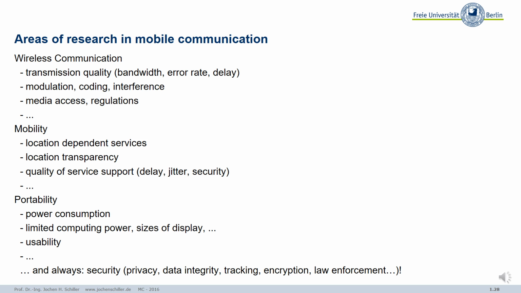Then mobility. Well, on one hand, we need location-dependent services, like where is the next this and that, show me my friends nearby, etc. On the other hand, we need location transparency. I want to access whatever, no matter where I am on this planet. I don't care. So transparency, but also dependency. We need a lot of quality of service support. So if you want to access a service with a certain quality, you need some support for this. But if you multiplex all different types of traffic, how can you support this quality? Open question.